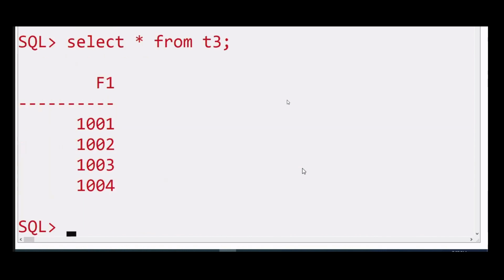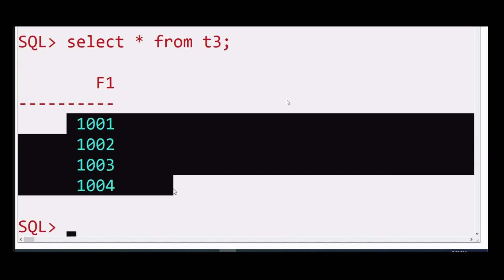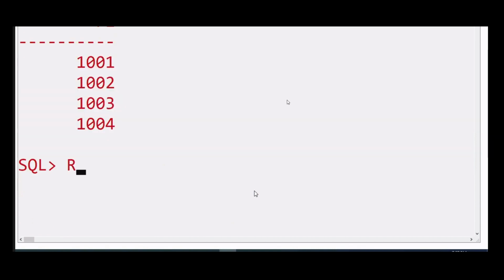Select star from T3. Observe now, how many records are there? 4. How many actions cancelled here? 2 actions. Suppose I'm writing like this: roll back to P1. Till the P1 point, actions will be cancelled.